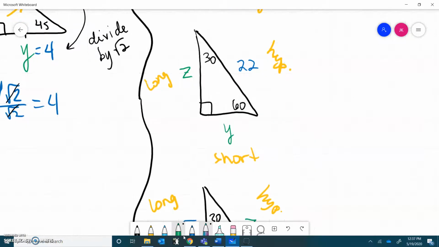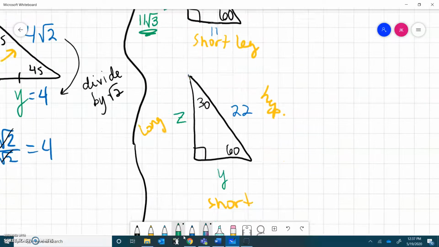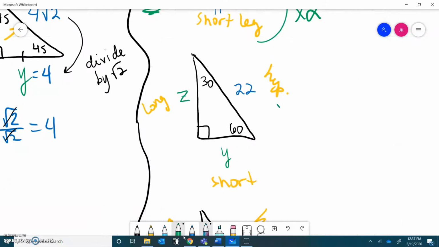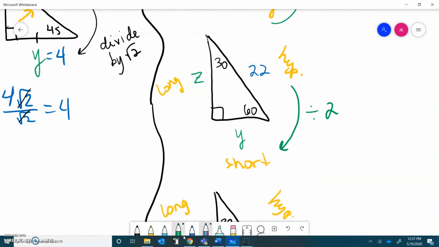Moving down to the next one here, again, same problem. However, we're starting out with the hypotenuse instead. Now earlier, to get from the short leg to the hypotenuse, we had to multiply by 2. So since we're going the opposite direction, we're going to divide by 2 to get to that original short leg length, which is of course 11. And then once you have that short leg length, you can move up to the long leg, which we know is short leg length times root 3.